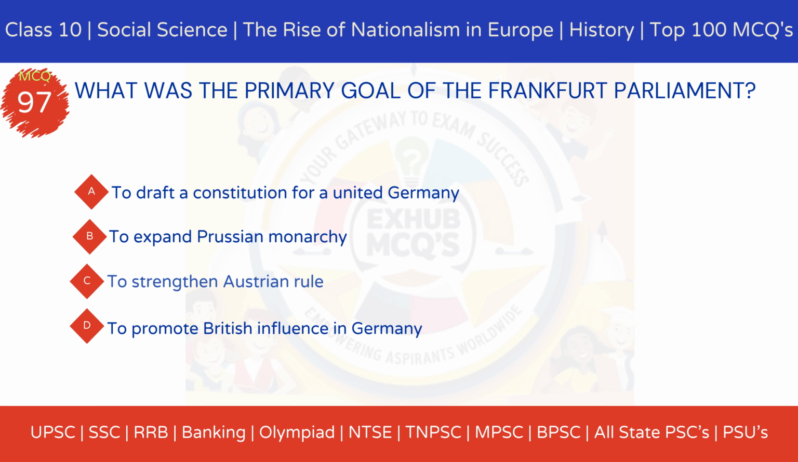Option A. To draft a constitution for a united Germany. Option B. To expand Prussian monarchy. Option C. To strengthen Austrian rule. Option D. To promote British influence in Germany.